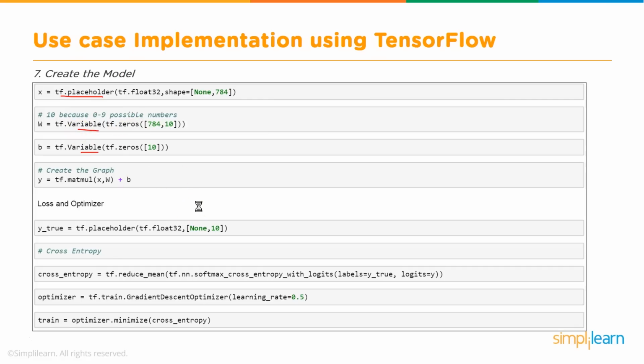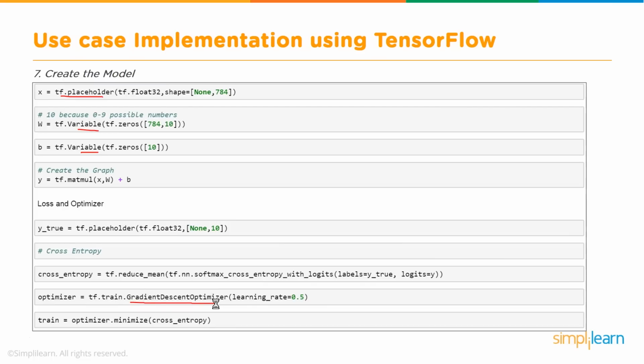And then we need to define what our loss function is and what our optimizer is. In this case, we again use TensorFlow's APIs. tf.nn.softmax_cross_entropy_with_logits is the API that we will use, and reduce_mean is the mechanism by which you reduce the error. And for reducing the error, what optimizer are we using? We are using the gradient descent optimizer.